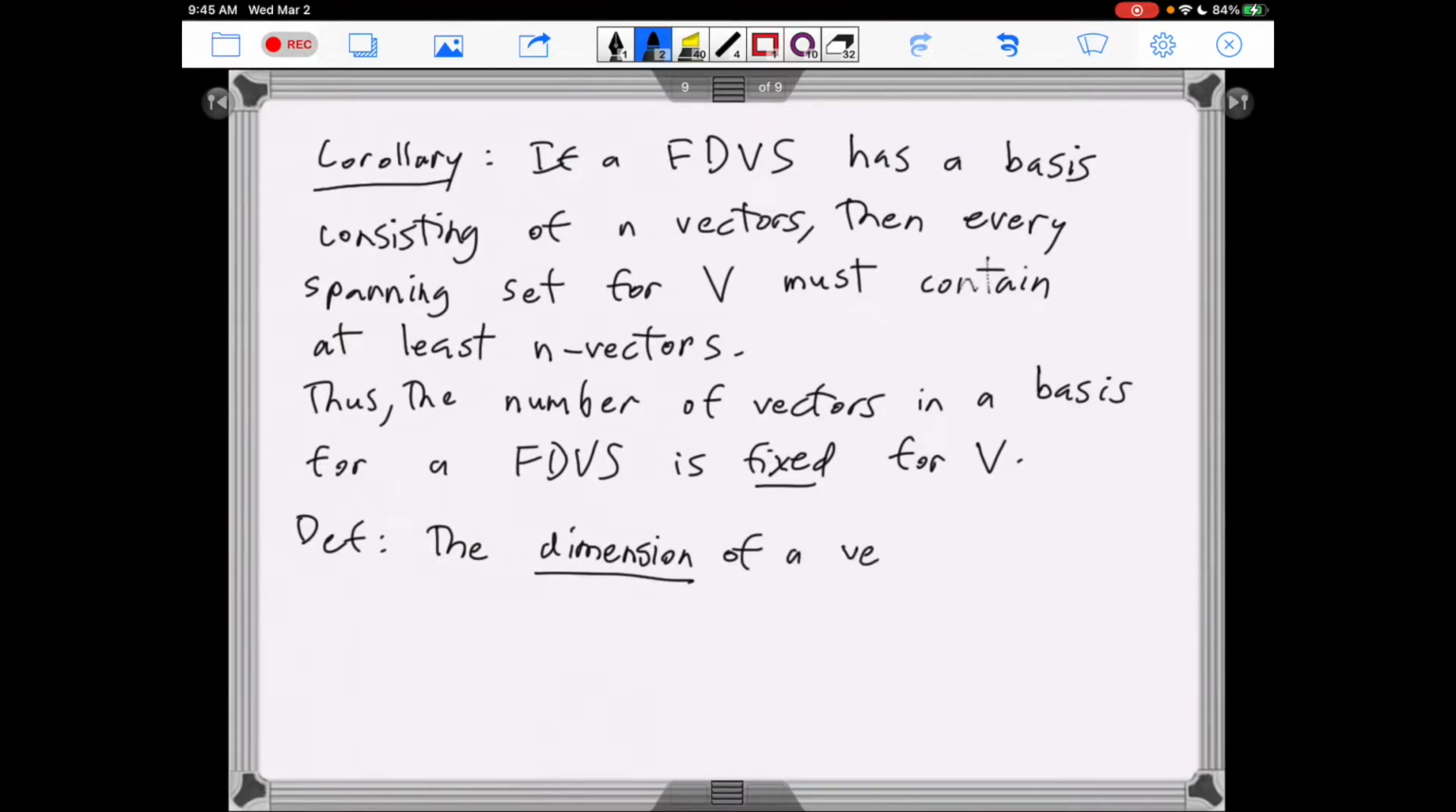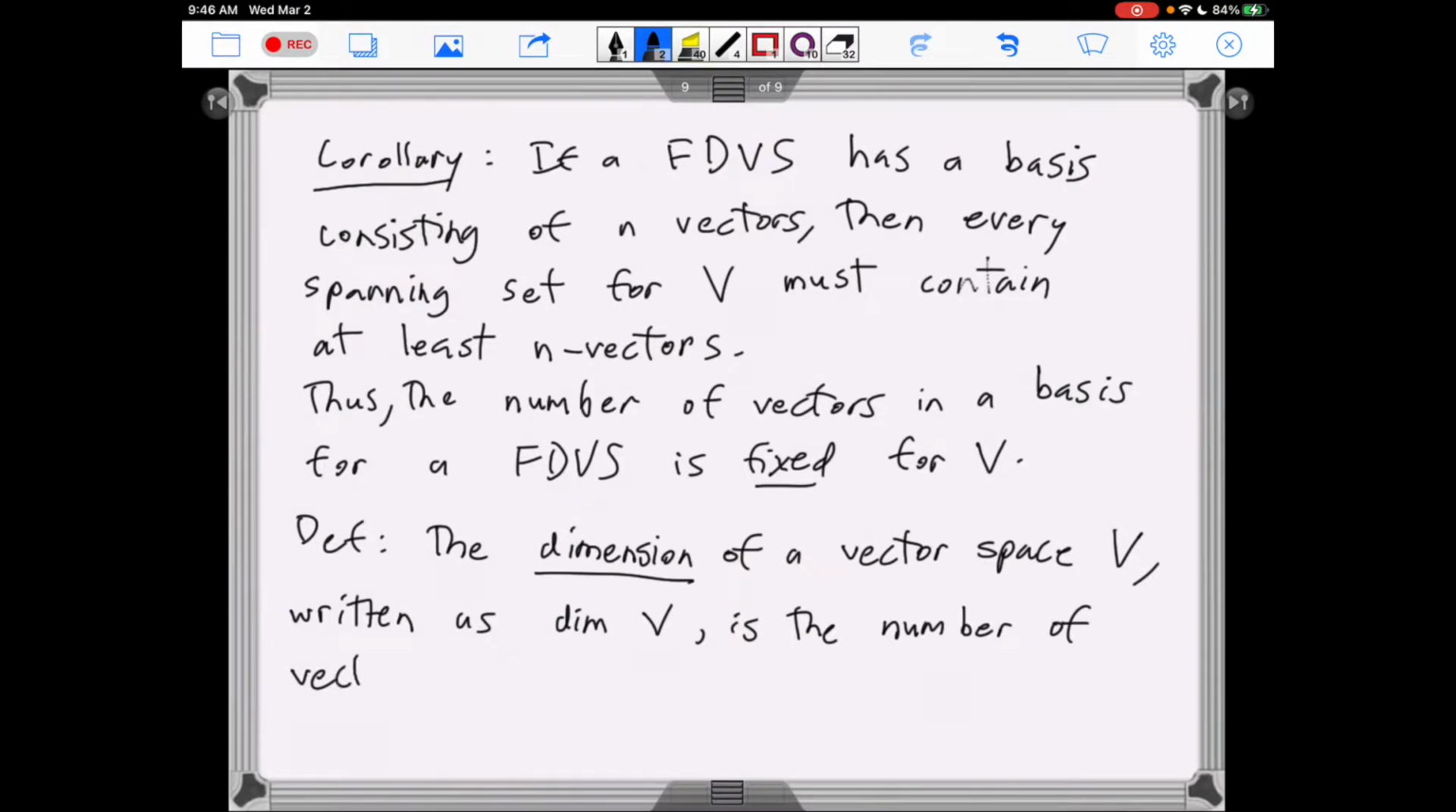The dimension of a vector space V, which we write as dim V, like this, is the number of vectors in any basis for V. Number of vectors in any basis for V.